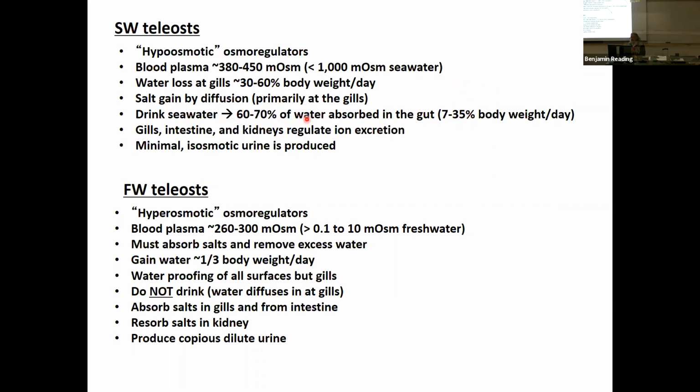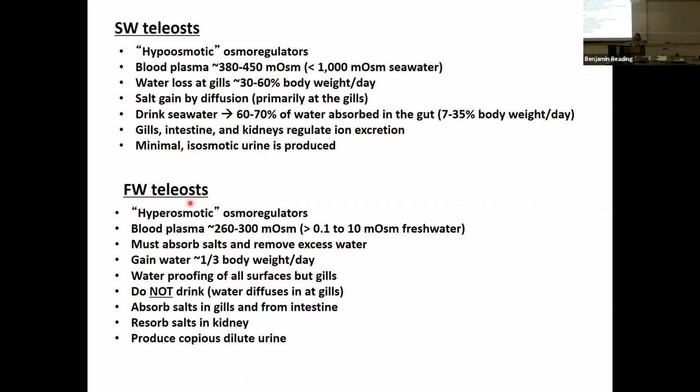And they absorb 60 to 70% of that water from their gut. So they actually actively drink seawater. They're drinking all the time. So the gills, the intestine, and the kidneys then excrete excess ions. They're drinking the seawater, absorbing the H2O out of it, and then excreting the excess ions through their gills, kidney, or intestine. So they produce a very small amount of isoosmotic urine because they're retaining water. They don't produce a whole lot of urine because, again, they're dehydrated.